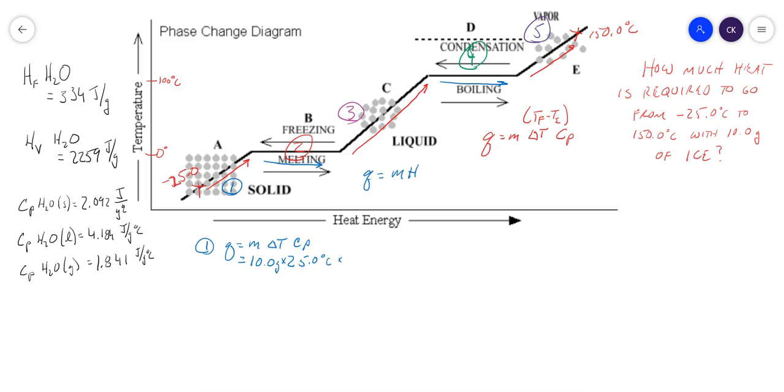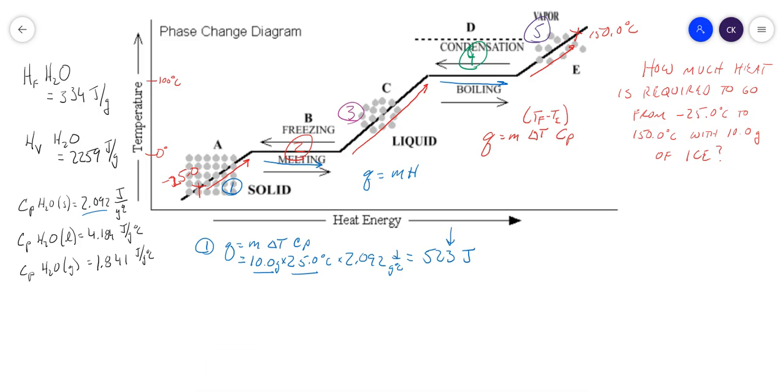And the specific heat of ice, I've listed my specific heats and enthalpies or heats of vaporization and fusion over here. But the specific heat of solid ice is listed here as 2.092, and that is joules per gram degree C. So if I multiply 10 times 2.092 times 25, I end up with 523 joules. Now that should have 3 significant digits. Never round based on a constant that's given to you, so that's going to be good to the ones place.